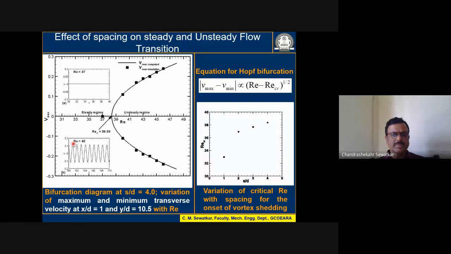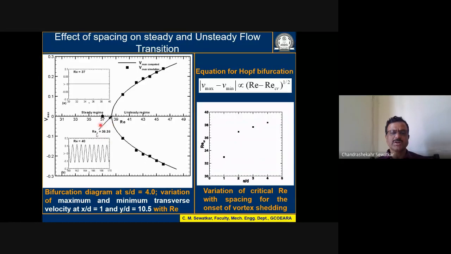We captured the value of maximum positive velocity and maximum negative velocity. It changes around 0. So this is maximum negative, this is maximum positive. And then we plotted a curve between these two using this expression, which is the expression of Hopf bifurcation available in the literature. And wherever it intersects the x-axis, that is my critical Reynolds number.